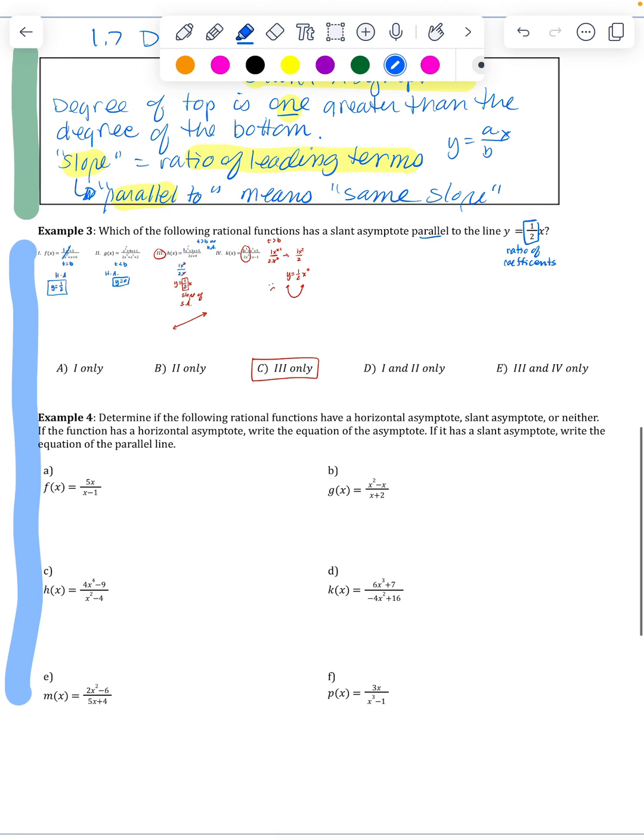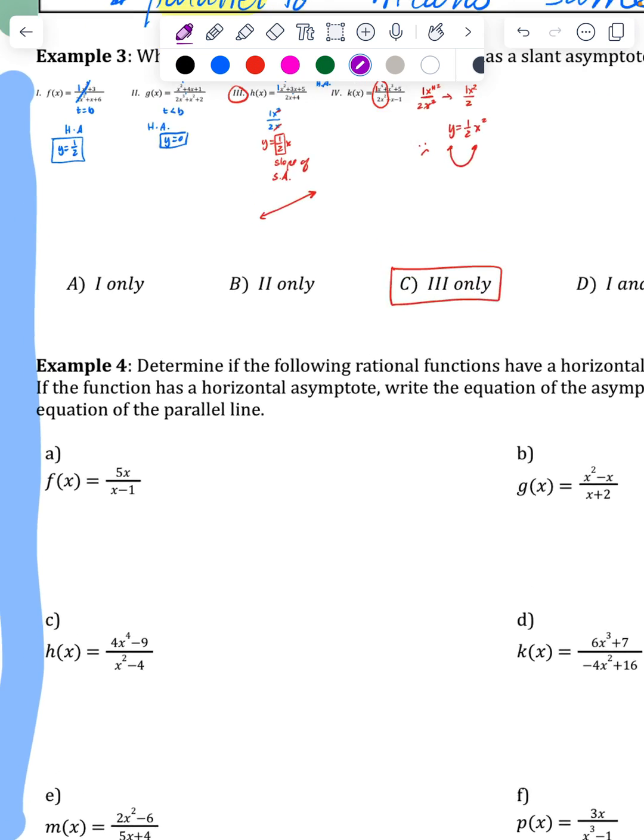Okay. We are determining if the following rational functions have horizontal asymptotes from day 1, a slant asymptote, or neither. If it's a horizontal asymptote, we're going to write the equation of it. So we have to write y equals, you don't just say horizontal asymptote at some number. You write the equation. And if it has a slant asymptote, write the equation of the parallel line. So, okay, let's just do examples and then that will become crystal clear more so than the instructions.